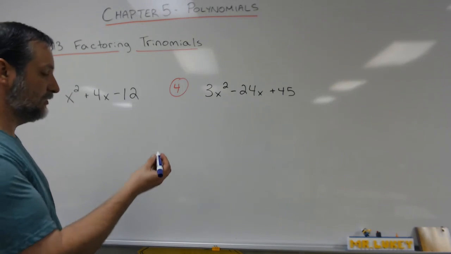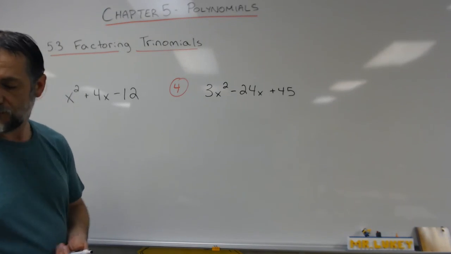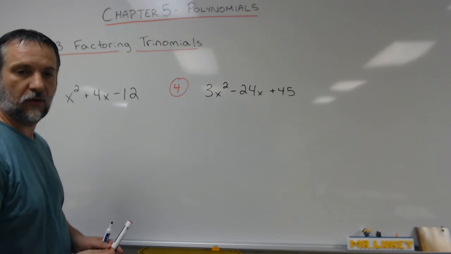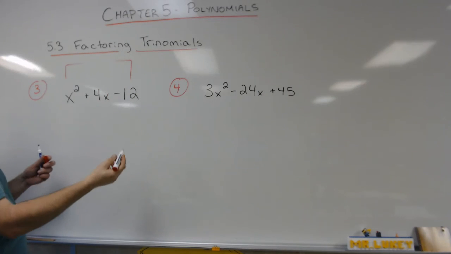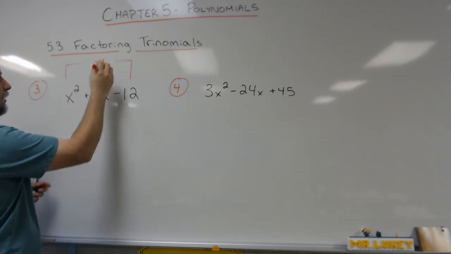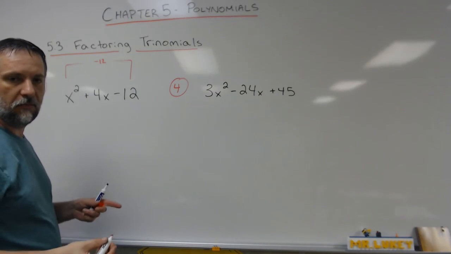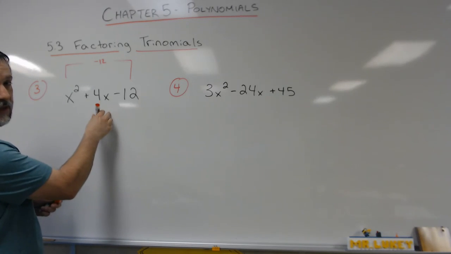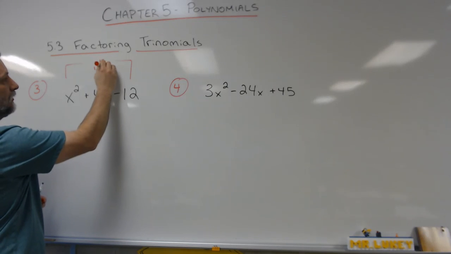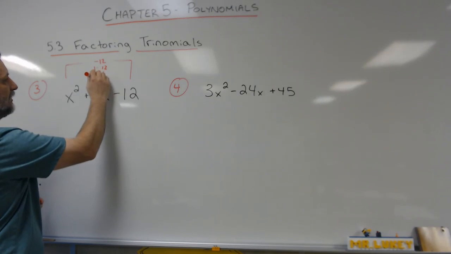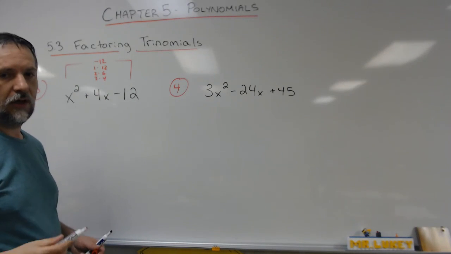But basically I'm still following the same rules, right? I still have an x squared plus 4x minus 12. I still want to do this whole a times c value, so I need negative 12. I need 2 numbers that multiply to make negative 12, but add to make plus 4. So I'm going to find my factors of 12 are 1 and 12, 2 and 6, 3 and 4, 4 and 3.